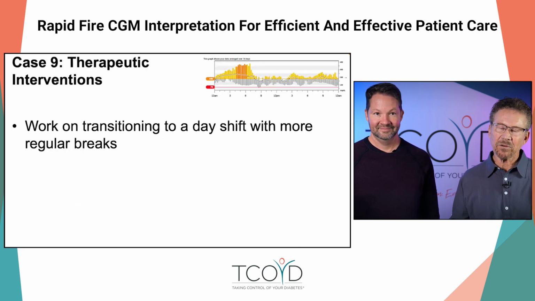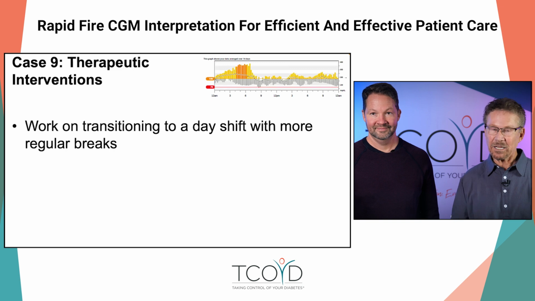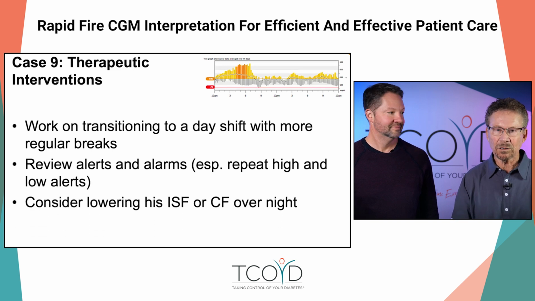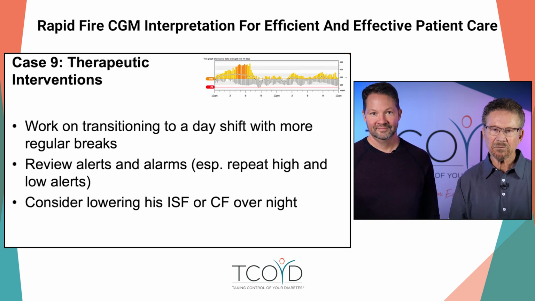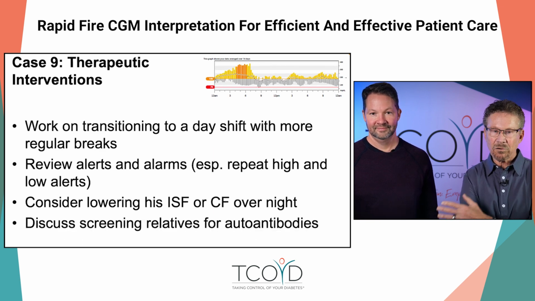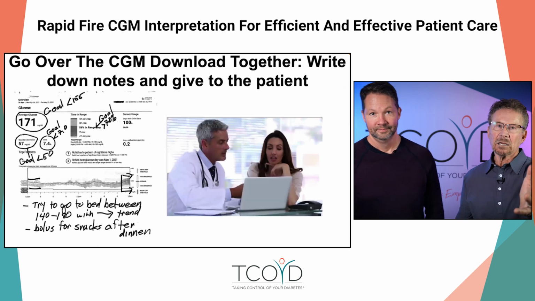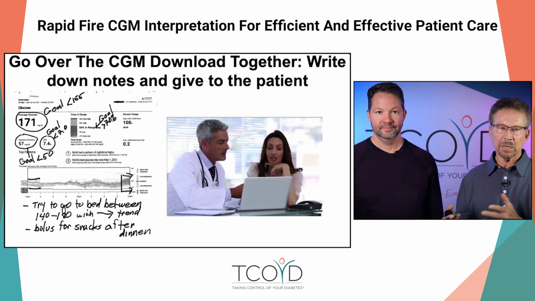And basically, the interventions are pretty simple. Try to get on the day shift. Review his alerts and alarms to make sure he catches his highs going and his lows ahead of time, and consider lowering his insulin sensitivity factor or his correction factor overnight. And discuss screening his relatives. And glucagon, yeah.